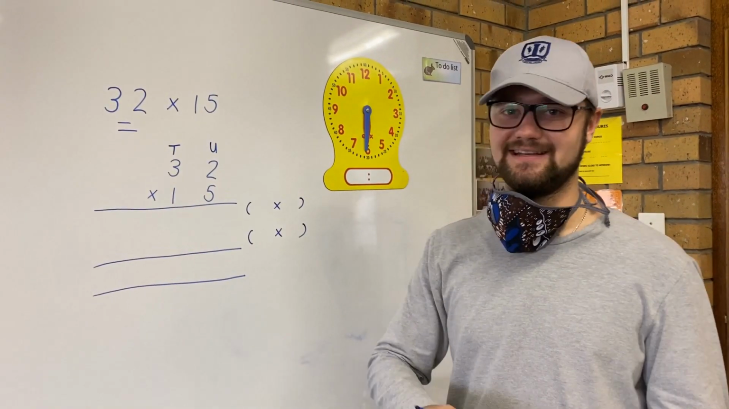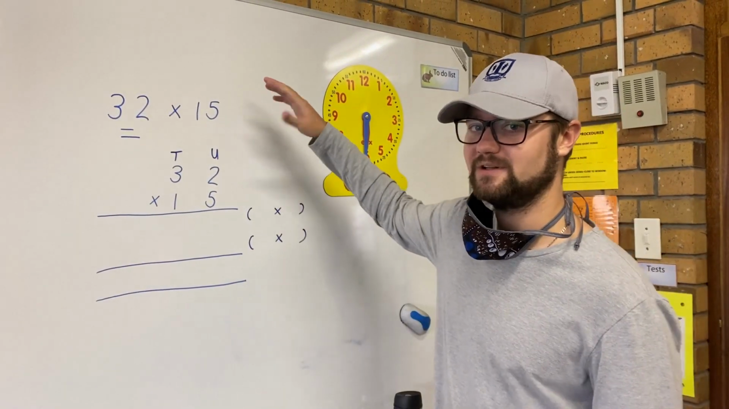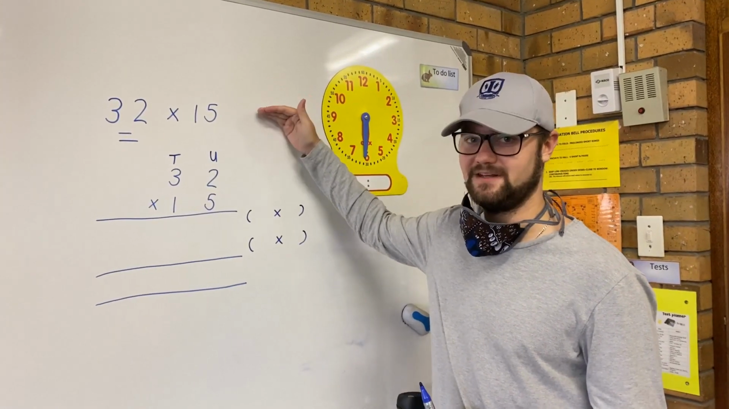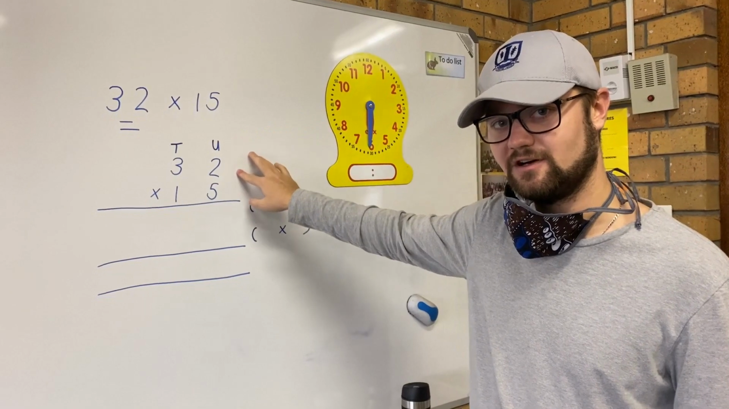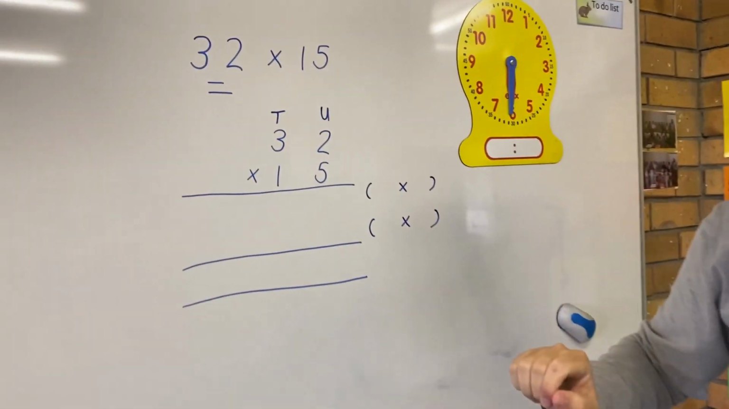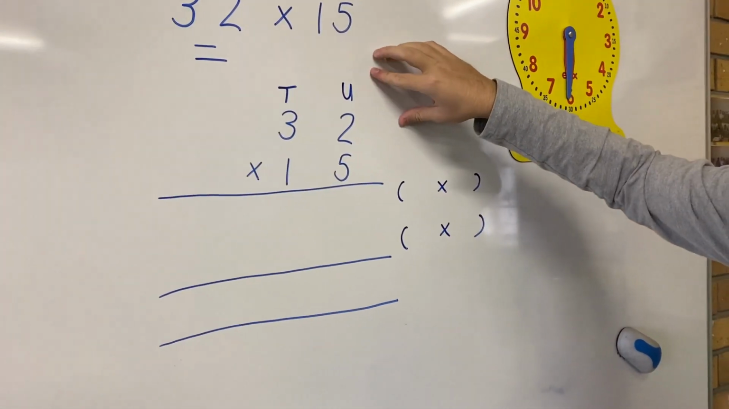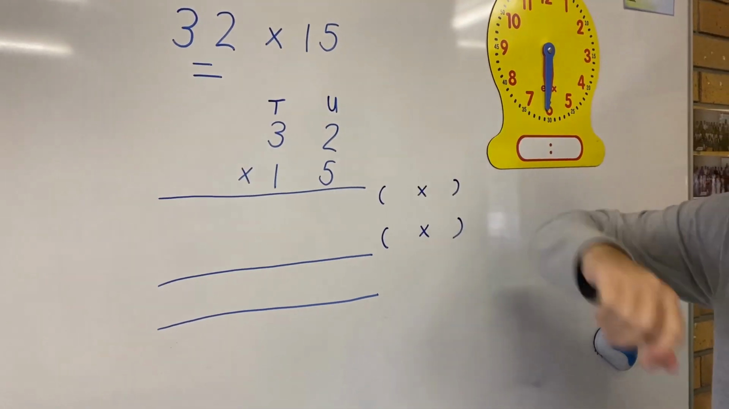Right, now for our second example. With this example, we're going to be looking at 32 times by 15. And what I want you to do, please, is put the units above the units column and the tens above the tens column. As you can see what I've done over here. Right, now let's get to timesing.